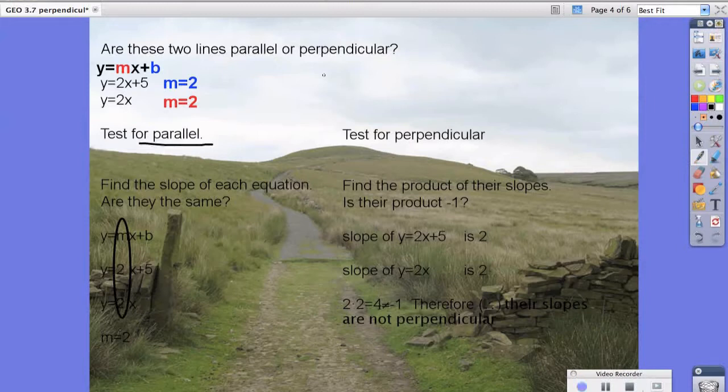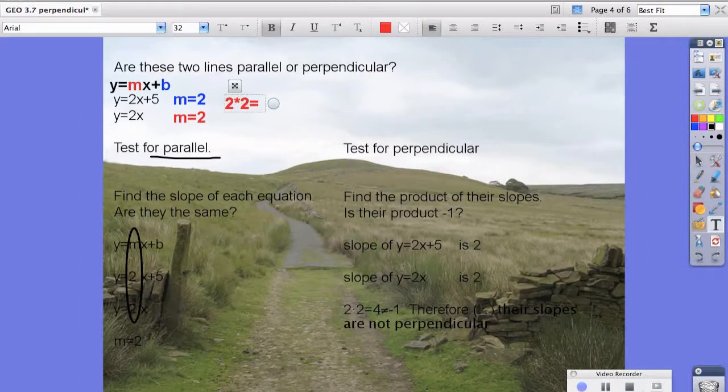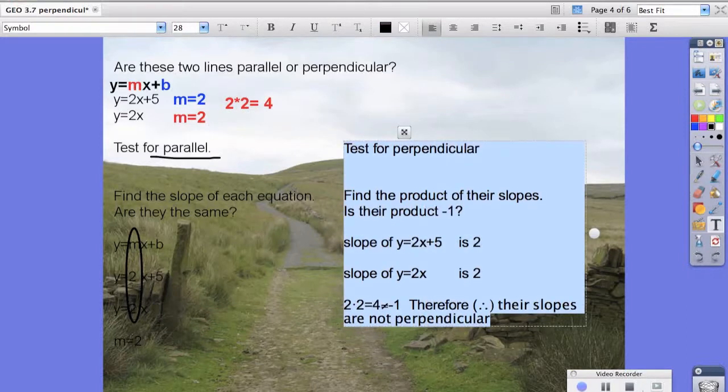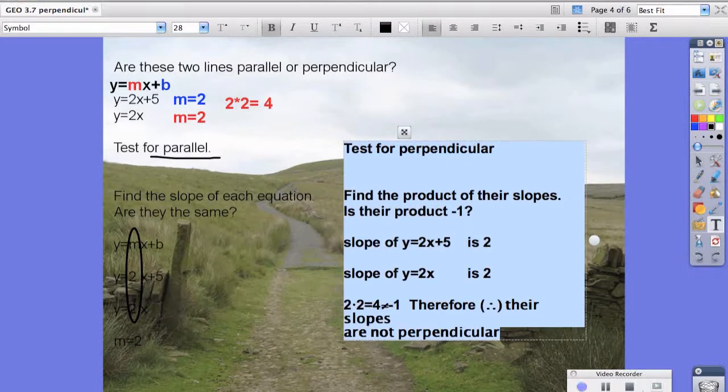Now, let's take a quick check for perpendicular. If we multiply the slopes, 2 times 2, that's equal to 4. Now, because it's not equal to -1, it's automatically not perpendicular. So we have another problem we can try out right here. It says, find the product of their slopes. If it's -1, then it's perpendicular. So that's what we proved here.